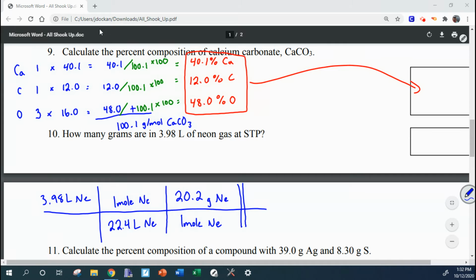And we'll go ahead and calculate. Final answer that I'm going to get here is going to be 3.59 grams of neon gas. Okay, and then go on to part 3 to see the last few questions.